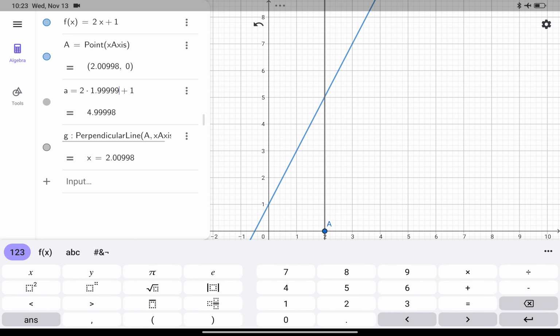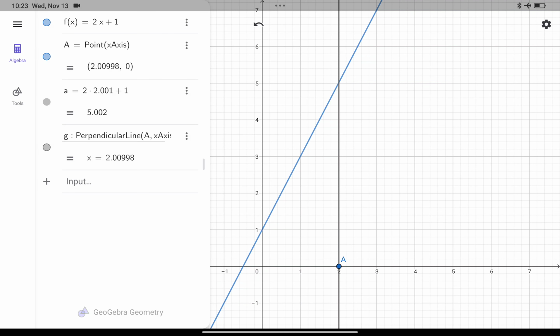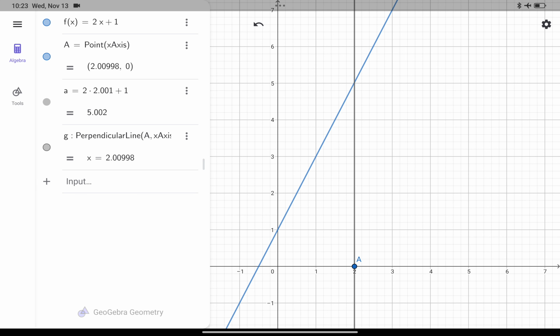Let's say we want to approach from the right side by using 2. Where is that? Here. We decrease, decrease again, decrease again, decrease again. We are approaching the value 5 from the right side and from the left. We are approaching the value 5.